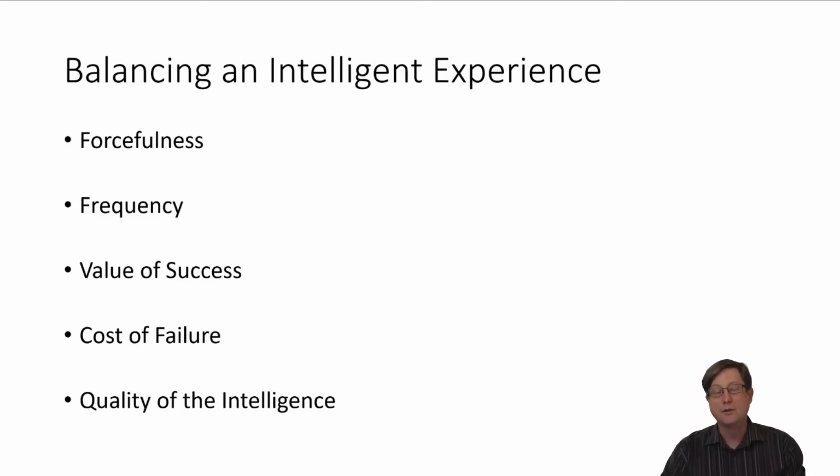Now we're going to talk about some of the tools that you have to help you make the decision of, okay, now I know what I'm trying to do. How can I adapt the user experience in order to achieve that? And you've got to think about balancing. There are really five things you want to balance: the forcefulness of the interaction with the user, the frequency of the interaction with the user, the value of success, the cost of failure, and the quality of your model.